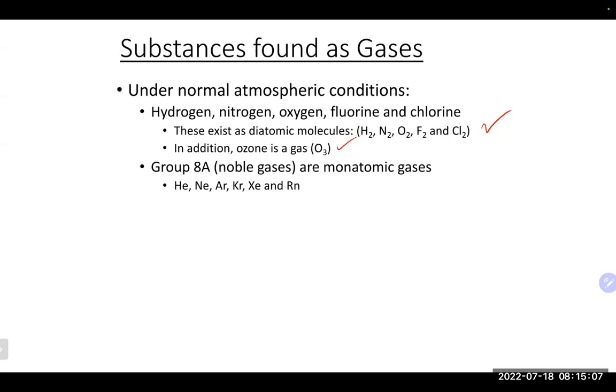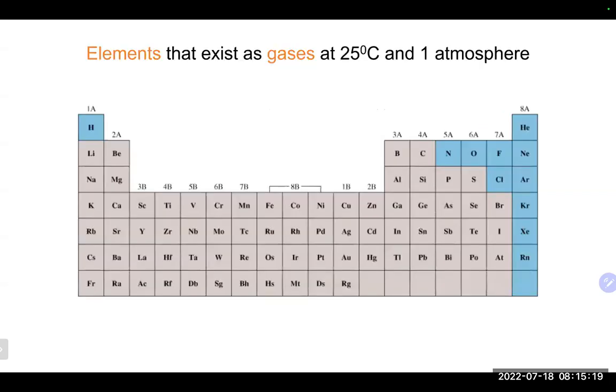And then obviously our group 8 on the periodic table, they are all gases. They are referred to as monoatomic. They come as ones, basically, as how they normally come. So if we look at the periodic table, you see our hydrogen over here, and then starting with nitrogen, oxygen, fluorine, and chlorine. And then again, our group 8 are going to be our gases under normal conditions. Again, everybody else is most likely going to be solids or liquids.